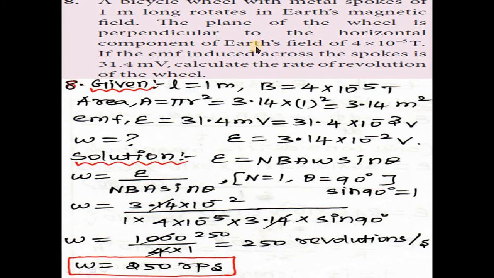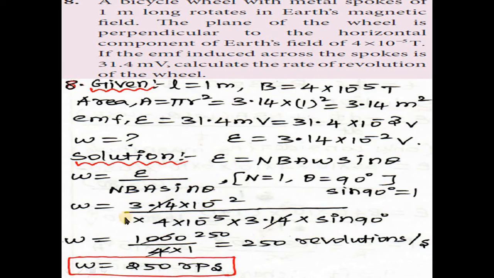Number of turns is not mentioned, that is why let me take N is equal to 1. Here theta is not mentioned, so the wheel is perpendicular, and perpendicular means 90 degree. So theta is equal to 90 degree. Sin 90 degree is equal to 1. Rearrange this equation: omega is equal to epsilon divided by NBA sin theta.